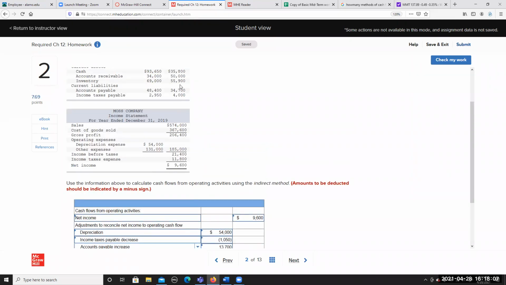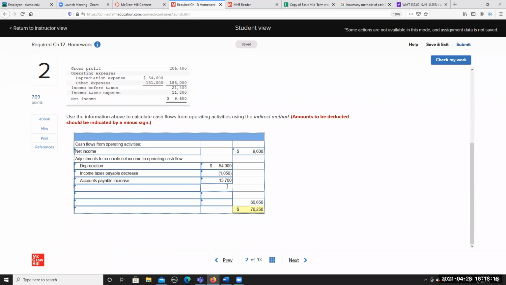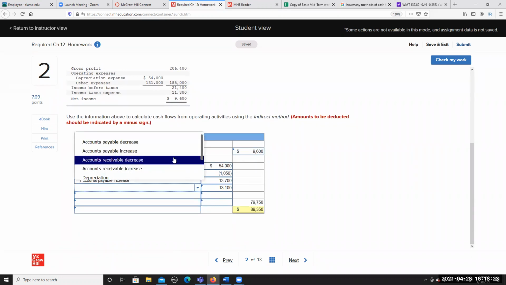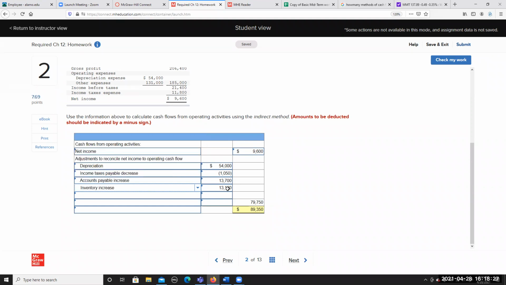Now we have to do inventory. Inventory went from something to 55.9. It went up by 13,100. So what happens to your cash if inventory goes up? Your cash is going down. If inventory went up, cash goes down. Accounts payable went up, cash goes up. Taxes go down, you owe less, so your cash goes down.